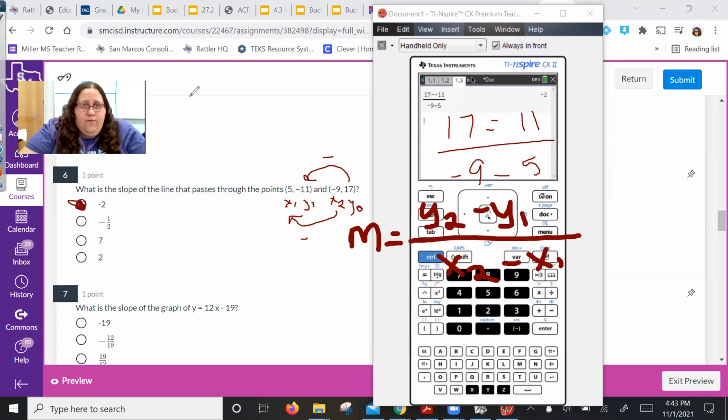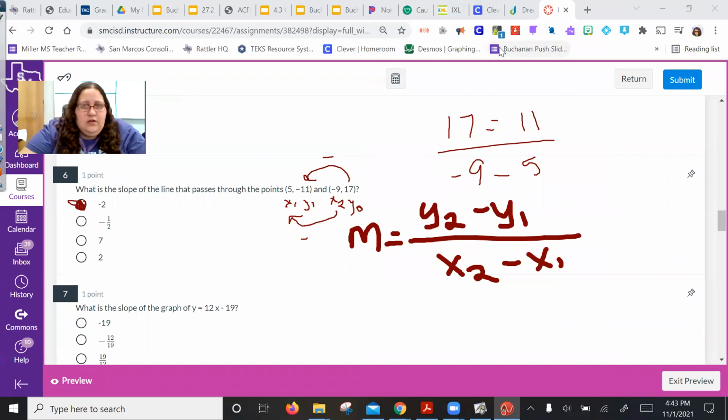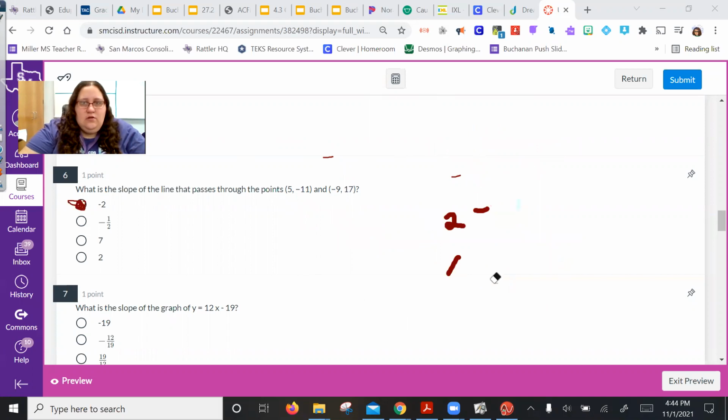So for the slope formula, all you have to do is know how to set it up, and you can just plug it directly into your calculator. As soon as you can set it up, that's how you get your answer. So hopefully you went ahead and marked that number 6 as -2. And we'll move on to the next one.